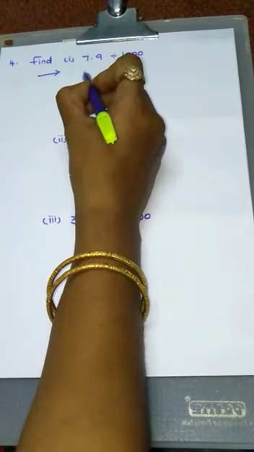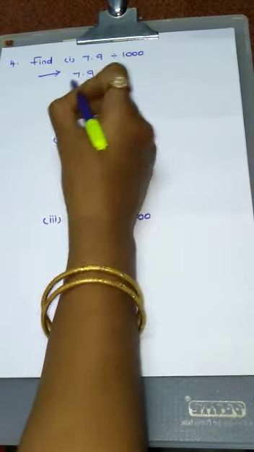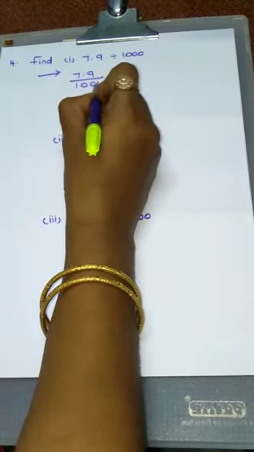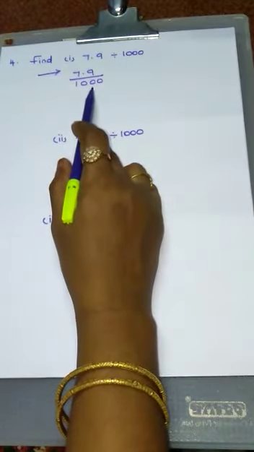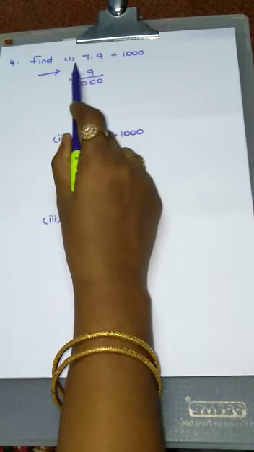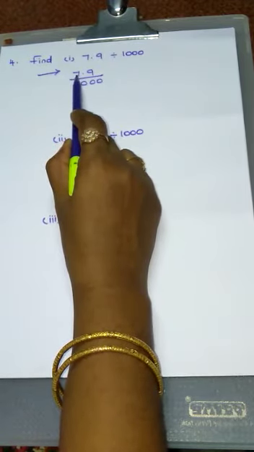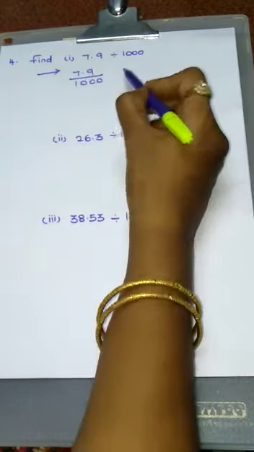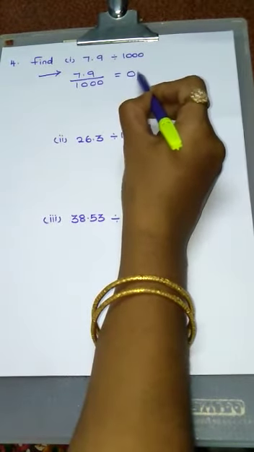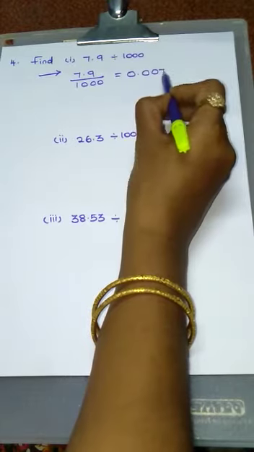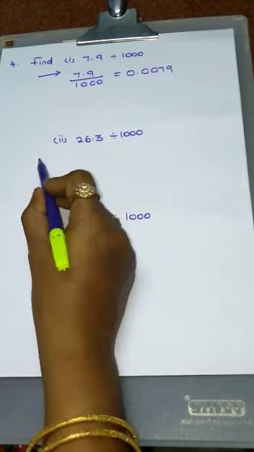The next one, division of a decimal number by 1000. What is our question? 7.9 divided by 1000. In 1000 we have three zeros. So we are going to move the decimal point towards left three places. Already we have one value 7. So we need another two zeros. So the answer is 0.0079.